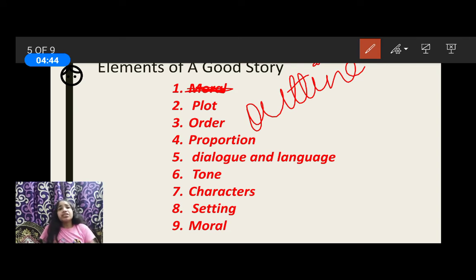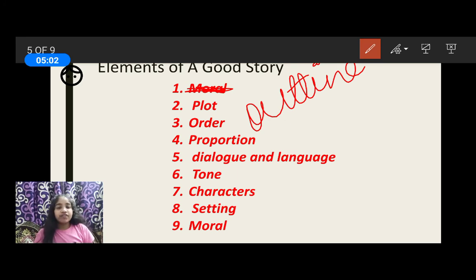So the first thing is that you have to prepare the outline. Now you have to make it into the plot. Whenever you make the outline, you have to plot that from here to here will be the part which I am going to discuss in this story, and many things. Okay, the third thing is the order.